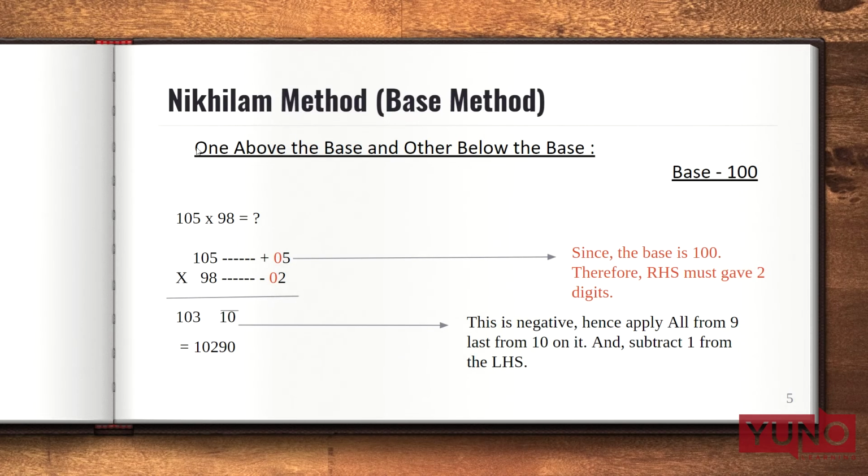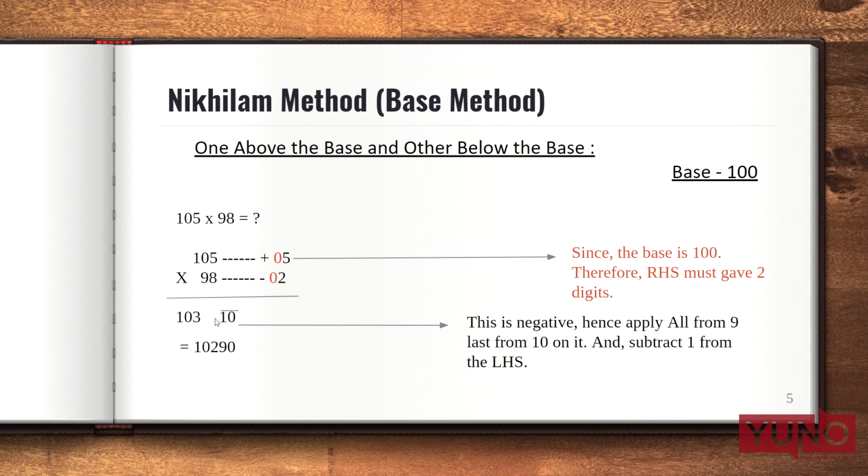The last one is one above the base and the other below the base. Now I have taken an example of 105 multiplied with 98. So 105 is 5 more than 100, so plus 05. 98 is 2 less than 100, so minus 02. Now one is positive and the other is negative. Now when I multiply them, I will get minus 10. So I have written here 10 with a bar on top of it, that is a vinculum. And now performing 105 minus 2 or 98 plus 5, I will get 103.